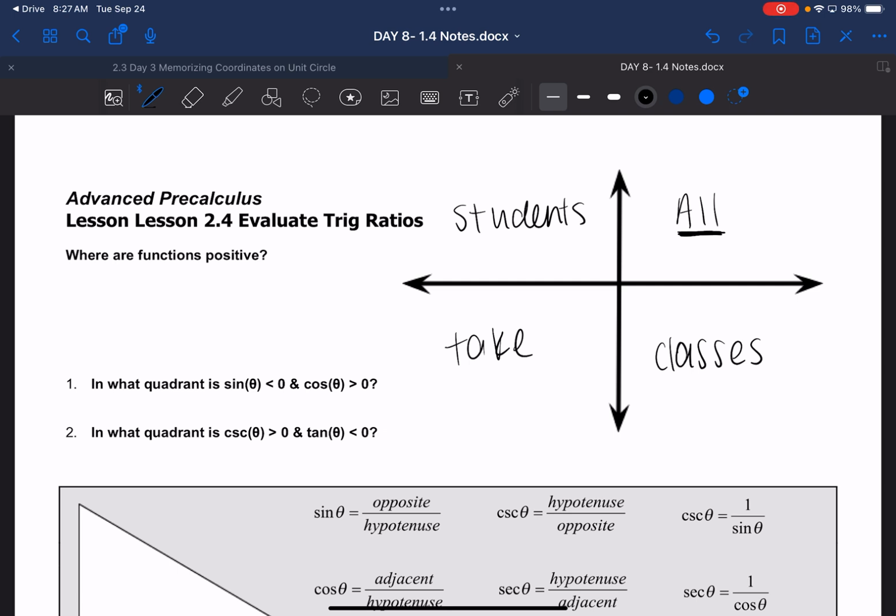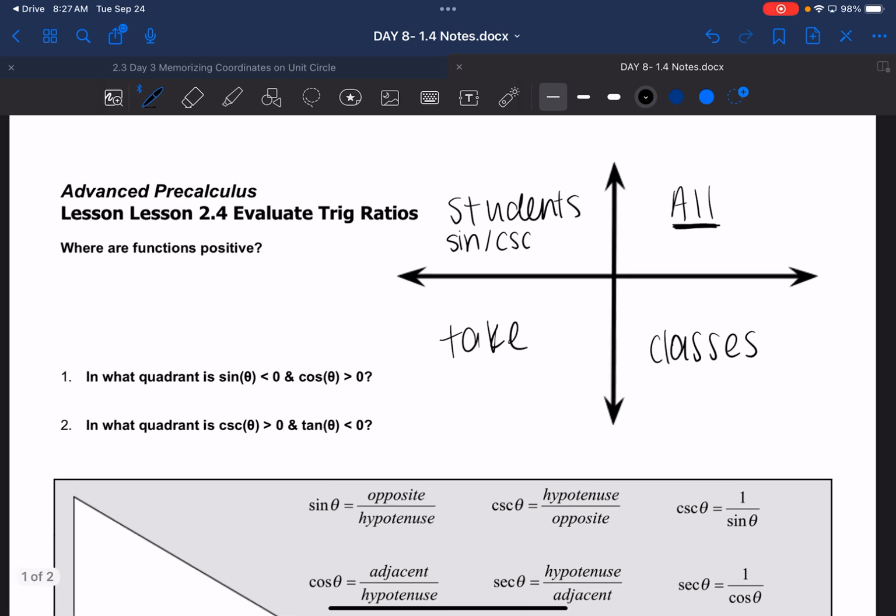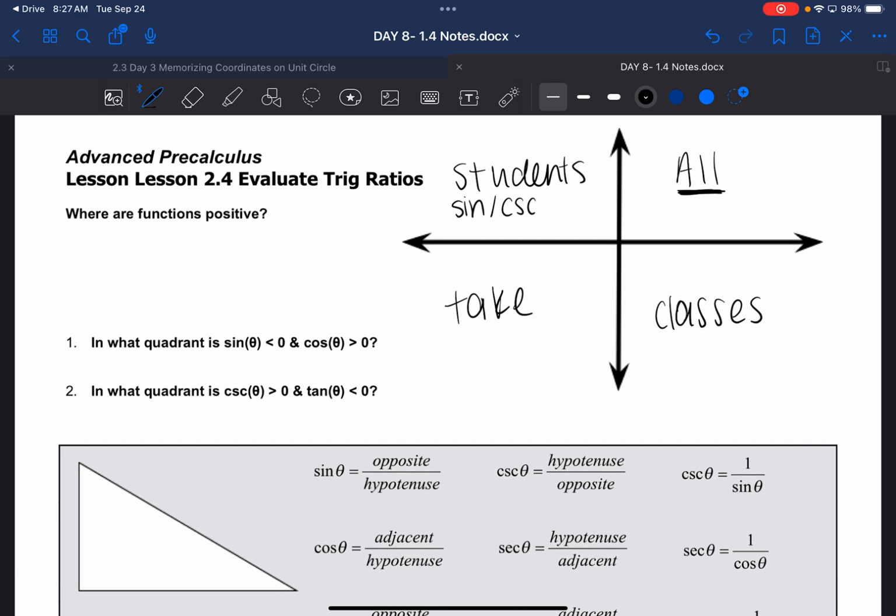What's positive in quadrant 2? Sine, as well as its reciprocal, which is cosecant. Good. Okay. And then in quadrant 3, what's positive? Right? And in quadrant 4? Good.